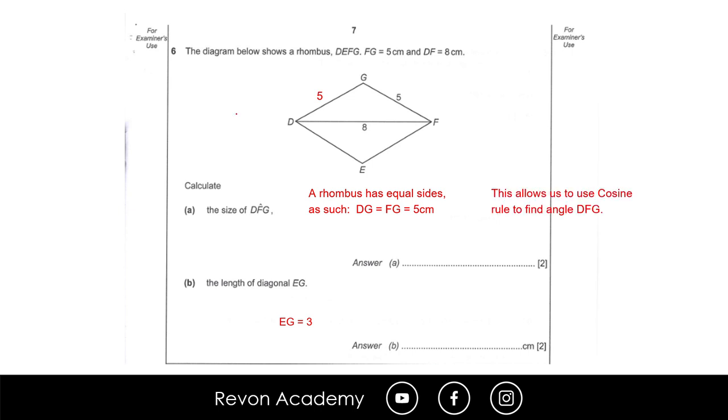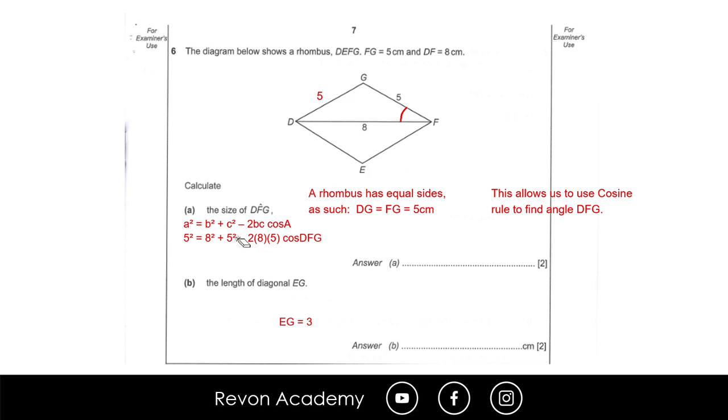This is going to allow us to use the cosine rule to find angle DFG. The question says we should find the size of DFG. So we're looking for this one here. In using the cosine rule, let's put it on the screen first. That's the cosine rule, but then we have to rearrange it in terms of the angle. What I did is I just substituted the values and then I will rearrange. But you can do whichever way works for you. This is the way we use on this paper here.